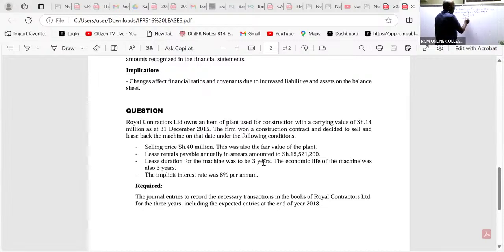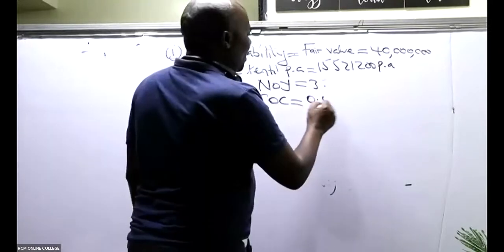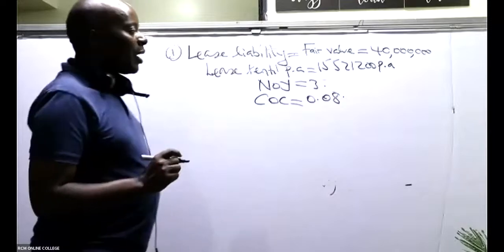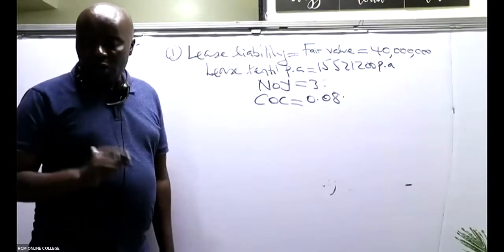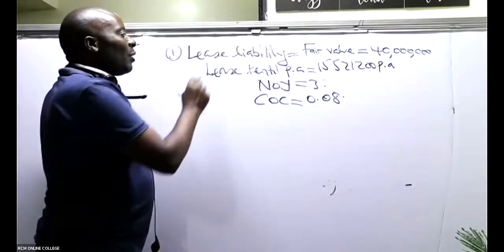And then they have also given us the cost of capital or the implicit interest rate. You can see here, this is the rate of return. The implicit interest rate is 8%. So I would want us in this case to assume that the fair value was not given. Let's assume that the fair value was not given.